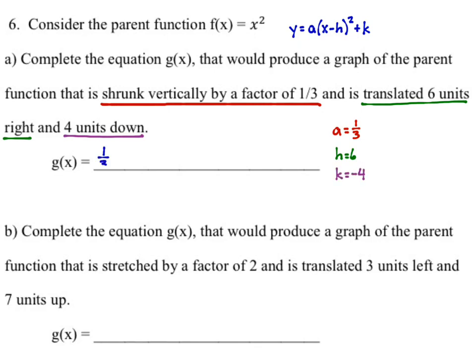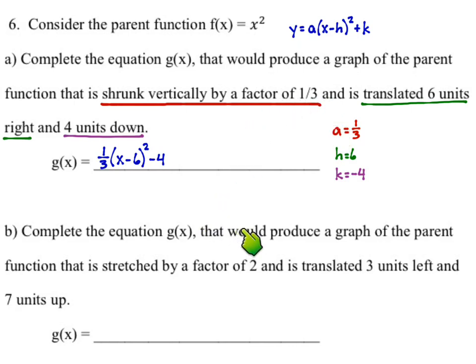And then when we plug that into our vertex form, we get 1/3 x, and then it's going to be minus h, so it'll be minus 6 squared, and then minus 4. Remember, you change the sign of your h and put that there, and you keep the sign of your k and put it there.